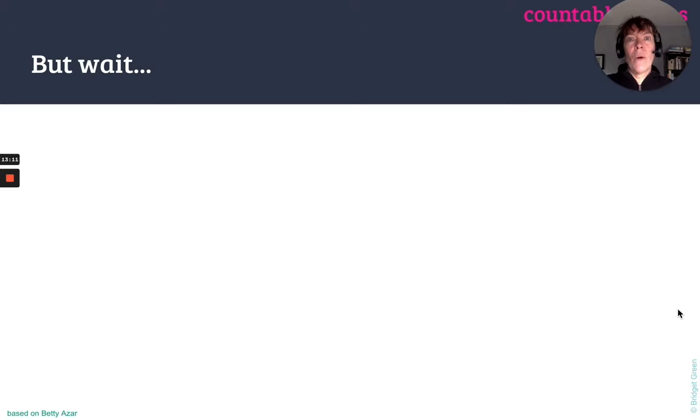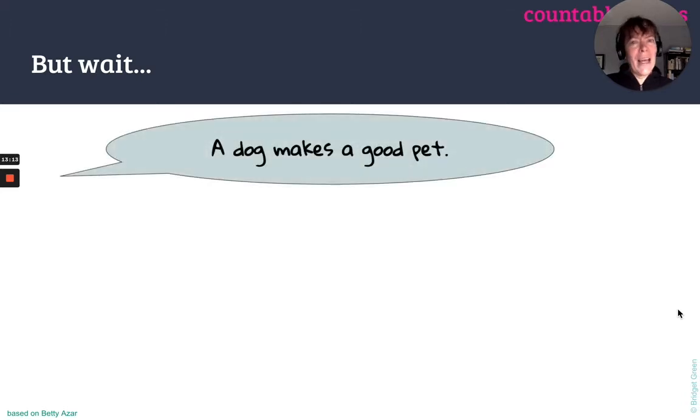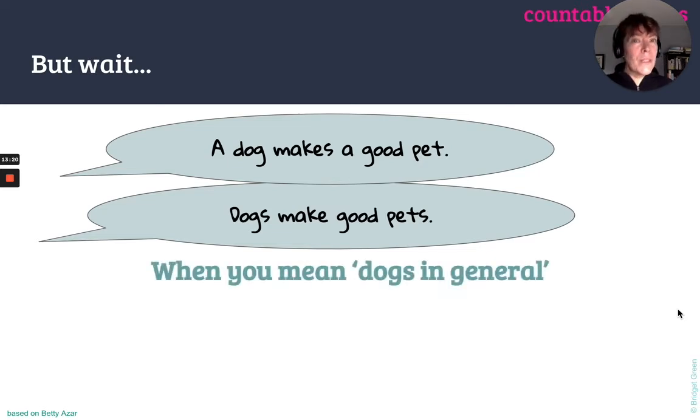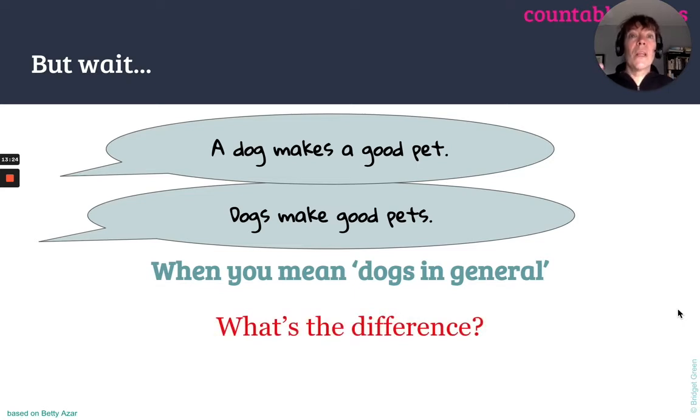Nice. But wait. We said a dog makes a good pet, and dogs make good pets. This is what we say when we mean dogs in general. But what is the difference between these two sentences? What is the difference in meaning? Nothing. They mean the same thing. Dogs in general.